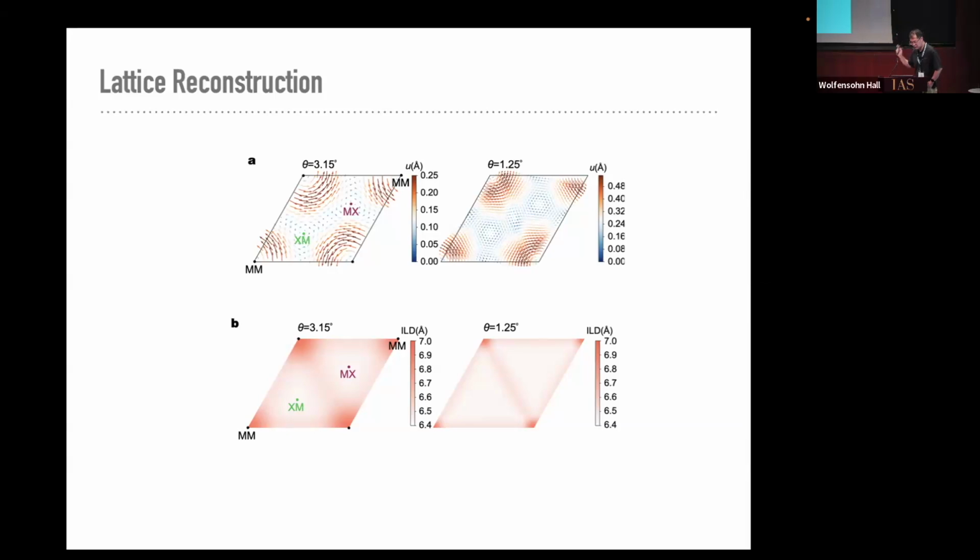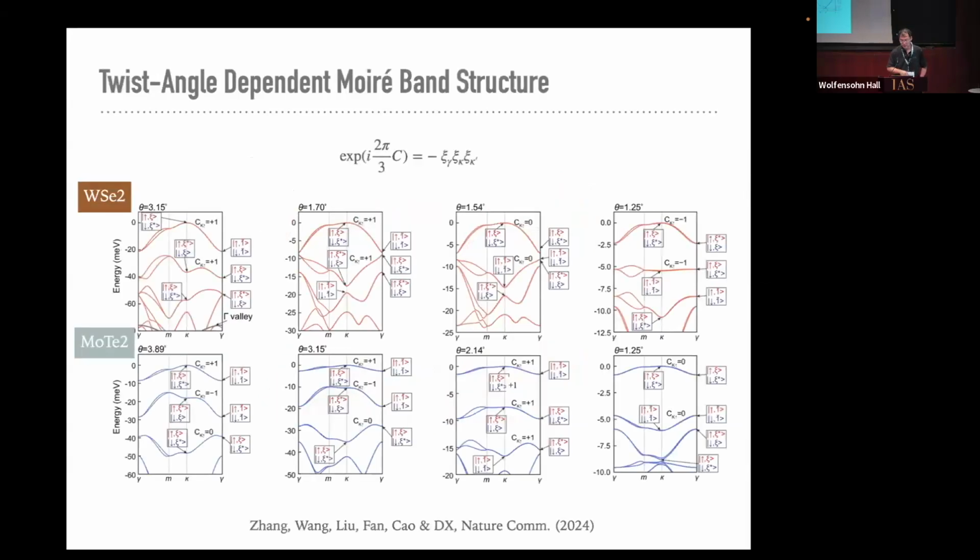Now, once we have this lattice structure, we can run the DFT calculation to obtain a band structure. On the top is the band structure of twisted WSe2, and at the bottom is the band structure of twisted MoTe2.